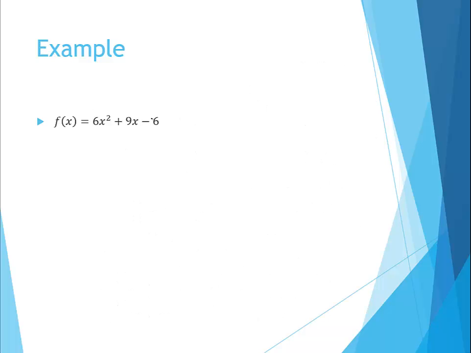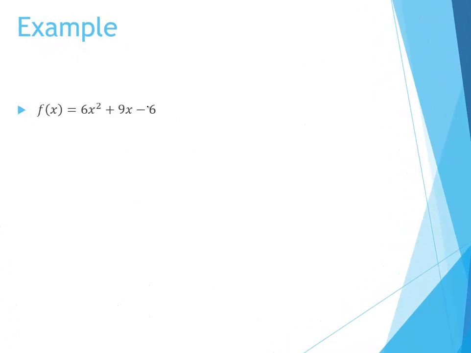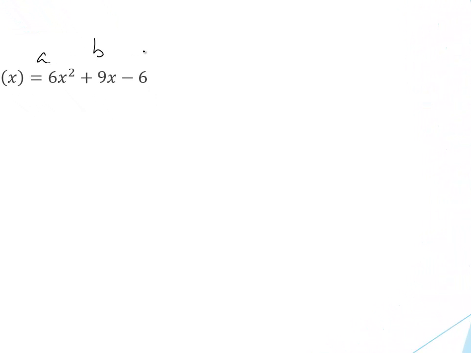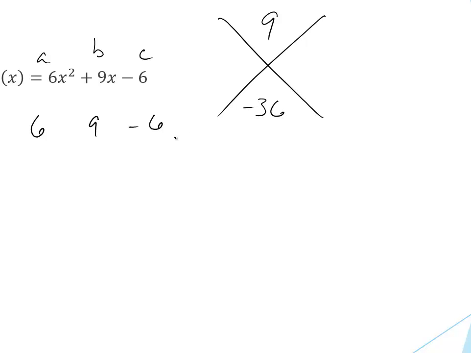Okay, so first, what do we do? We label A, B, C. And this is 6, 9, and negative 6. Now what do we do? We make our x. What goes on top? B, which is 9. Bottom is A times C, which is negative 36, because 6 times negative 6 is negative 36. What do we divide by? A, which is 6. And then what goes on our numerators? The factors of negative 36 to add to 9.